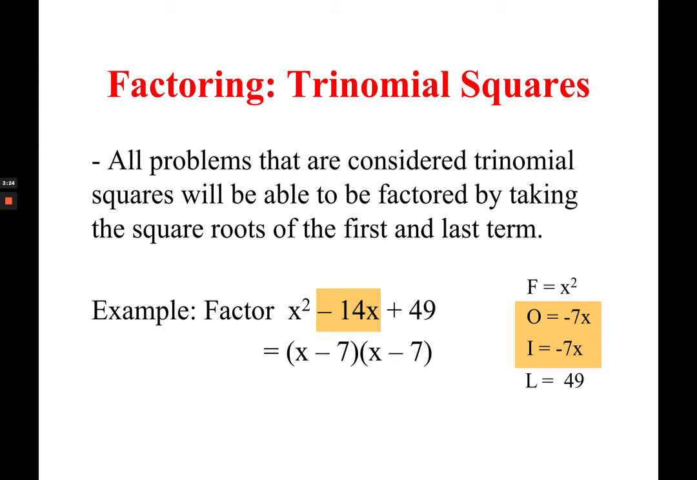But actually, negative 14x is not part of the first steps in factoring a trinomial square. It's the factor of the x squared and the last term, x times x, and then 7 and 7. If it's negative, it's both minus. If it's positive here, it's supposed to be both plus. Otherwise, if it's not a trinomial square, then it follows a general trinomial factoring method.